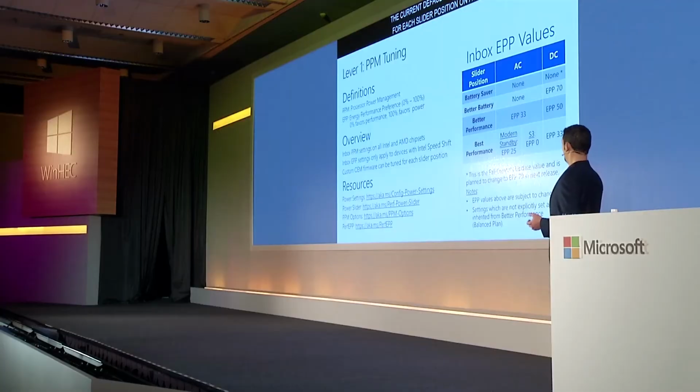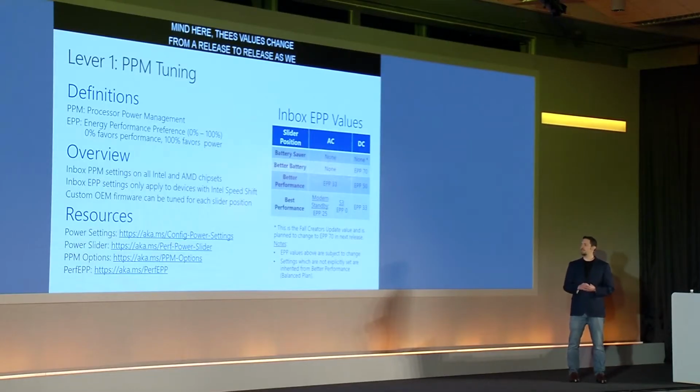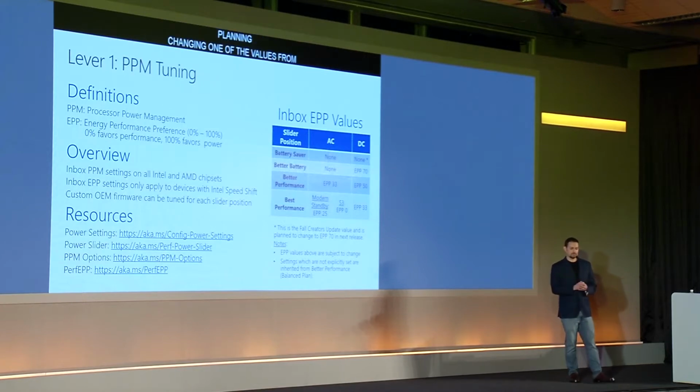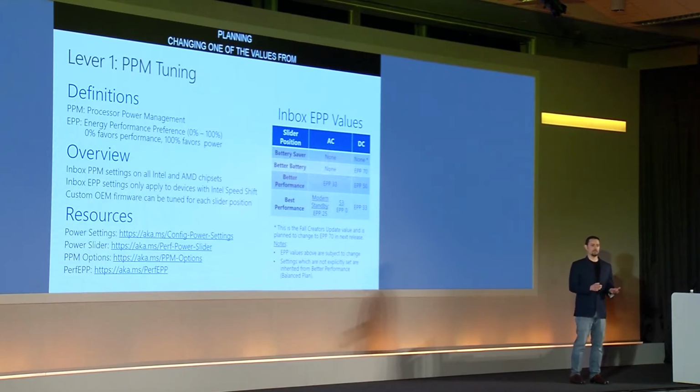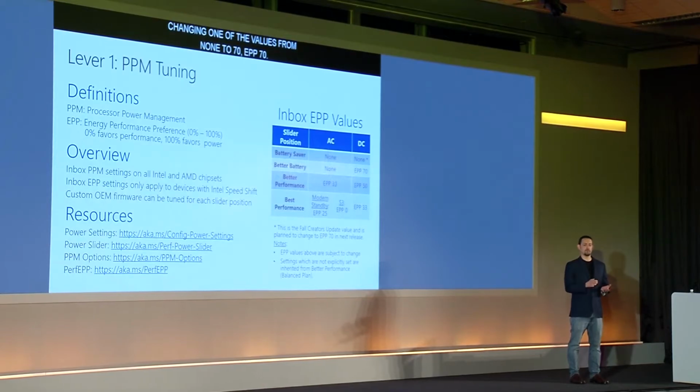A couple of things to keep in mind here. These values change from release to release as we get feedback from you, as well as from our silicon partners. But these are the current values in Windows today. There's a note here: in a future release, we are planning on changing one of the values from, it looks like, none to EPP 70. With guidance from Intel, we recommend that you tune and override these defaults if you see a need to.